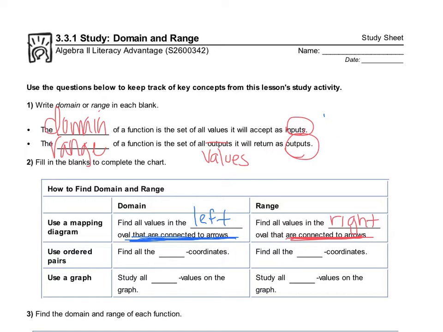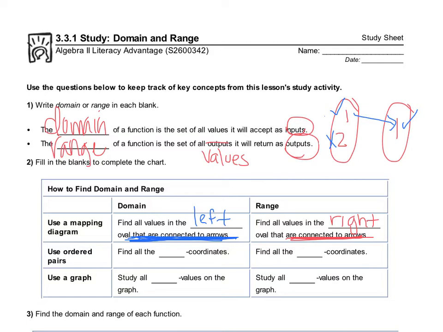A really easy example: if I were to draw two ovals, and I put the numbers 1 and 2 in the left one and 1 in the right one, and I drew an arrow from 1 to 1. What that would mean is that 1 is in the domain, but 2 is not in the domain, even though it's in the left circle, because it's not connected to an arrow, so that means it's not actually in the domain. 1 on the right would be in the range because it does have an arrow connected to it.